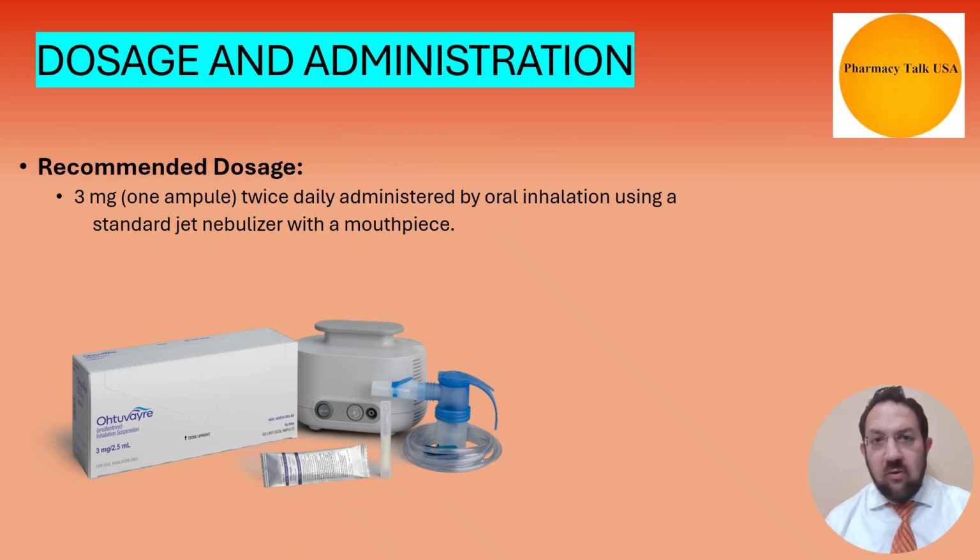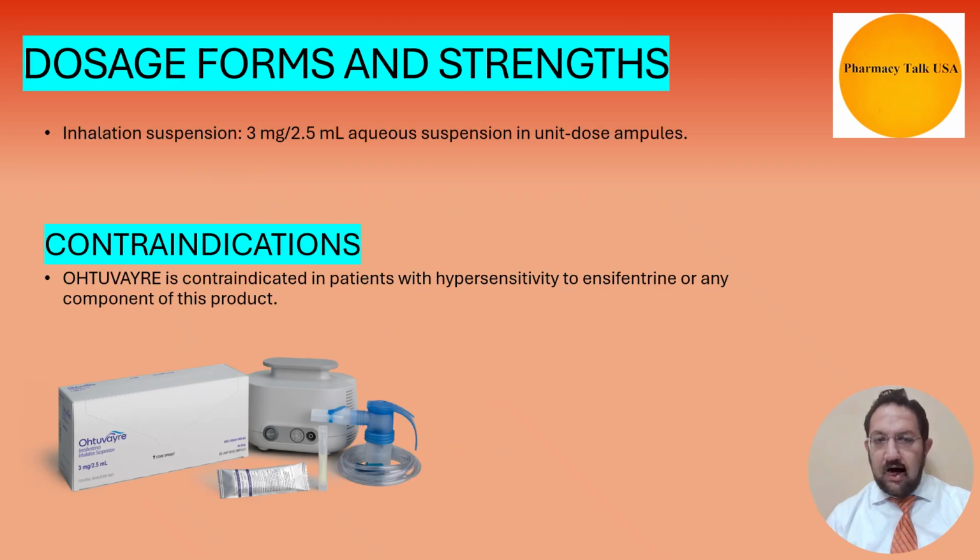The recommended dosage for Ohtuvayre is 3 milligram, which is 1 ampule, as shown in the picture over here, twice daily, administered by oral inhalation using a standard jet nebulizer with a mouthpiece. Again, 3 milligram, 1 ampule, twice daily, administered using the jet nebulizer. It's an inhalation suspension of 3 milligram per 2.5 ml suspension.